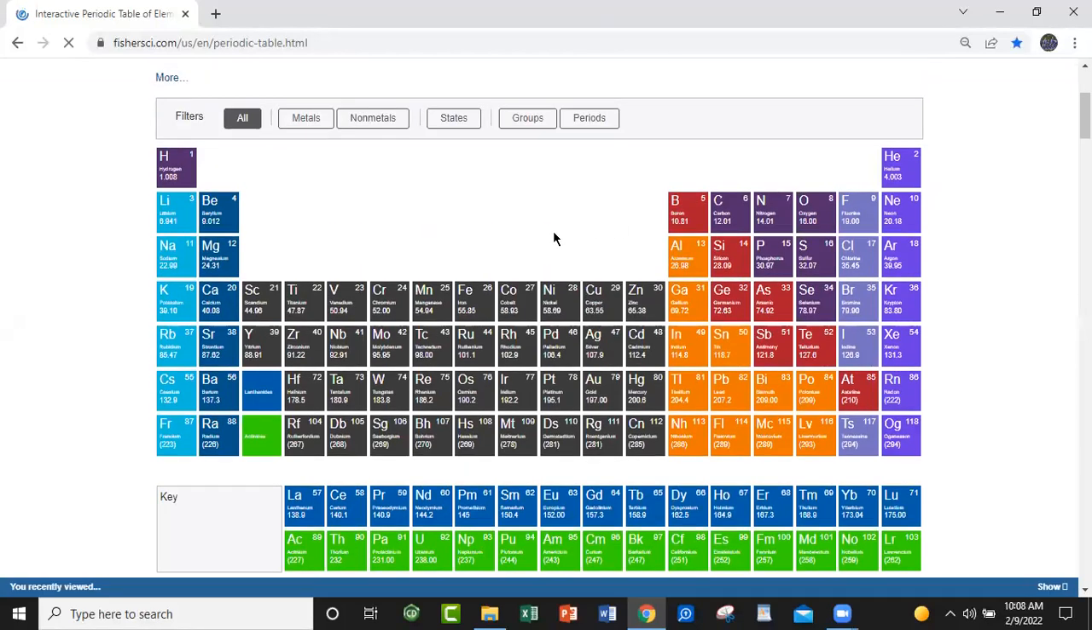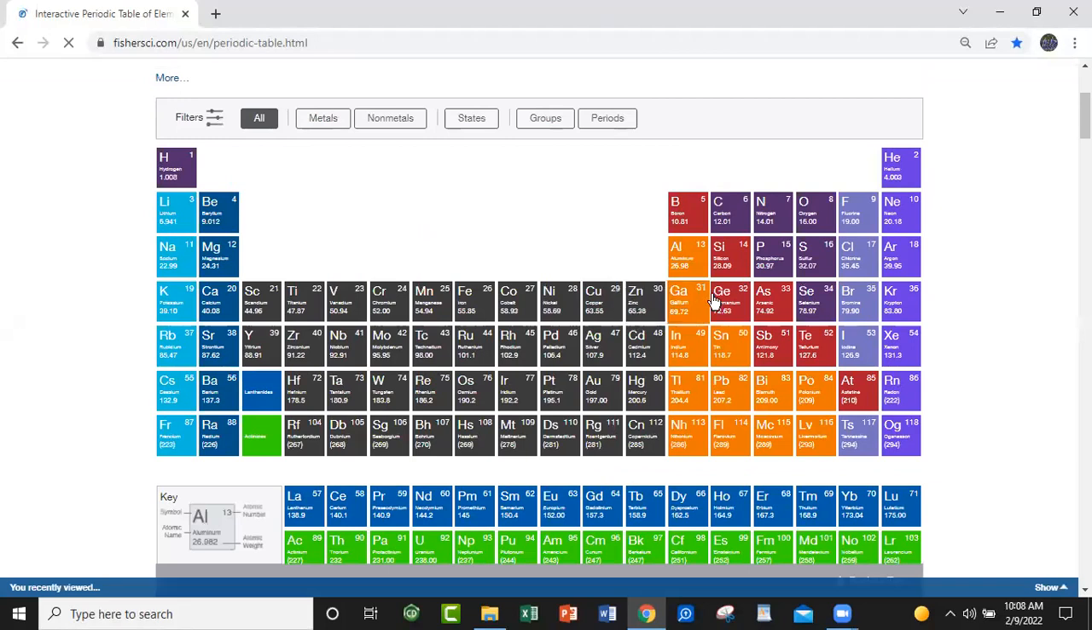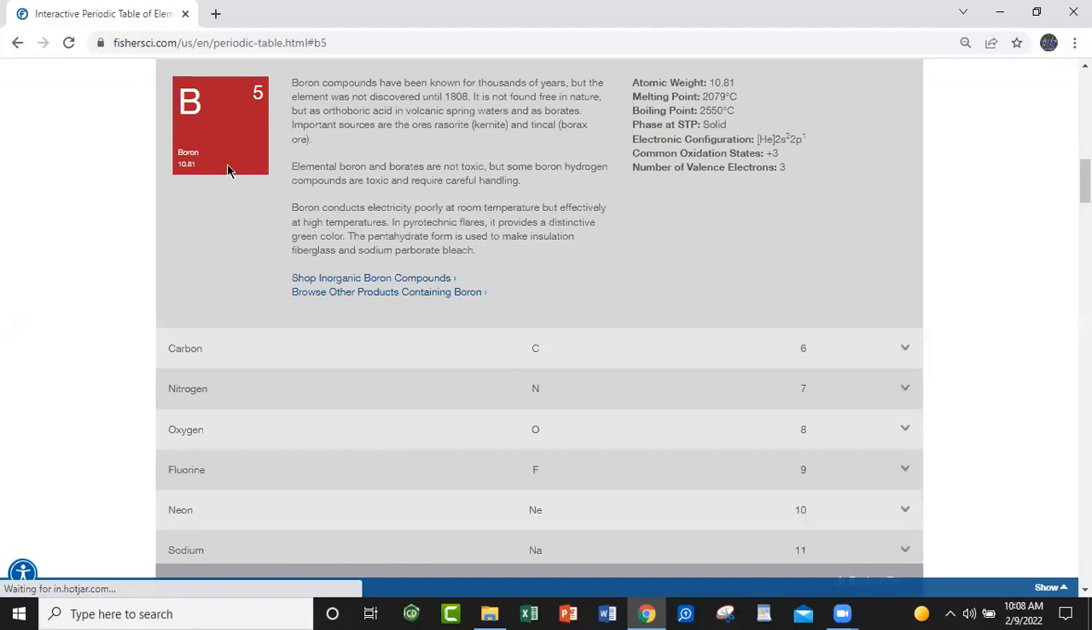All right, so let's take boron. If you recall from the other day, we talked about the periodic table and what the numbers mean. So 5 is the atomic number. That means it has 5 protons. And if it's neutral, that means it has 5 electrons.